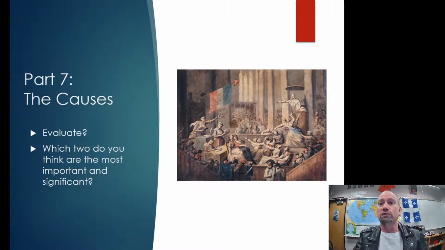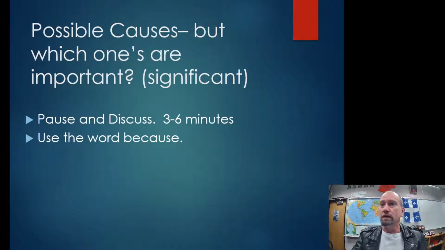Okay, part 7, the causes. Evaluate. Which two causes do you think are the most important and most significant, and why? Okay, possible causes. Pause and discuss for 3 to 6 minutes.